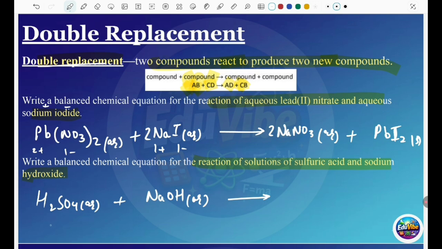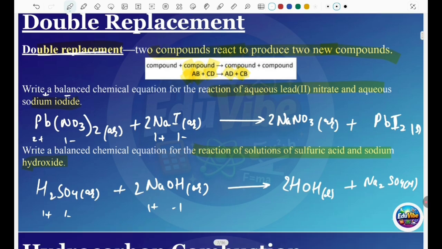Now when we make this, we have a plus 1 and minus 1 in this, and a plus 1 and minus 1 in this. So you can combine the H2 with OH, which will make you HOH, which is H2O liquid, and we have Na2SO4, which is aqueous. You can balance this. So this is 2 over there and 2 over there. So that's how the double replacement works. And very important, all the reactions. Double replacement is very important.